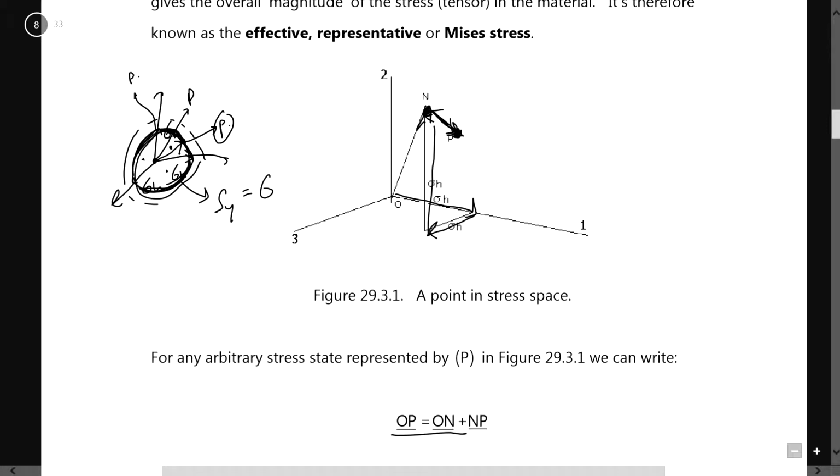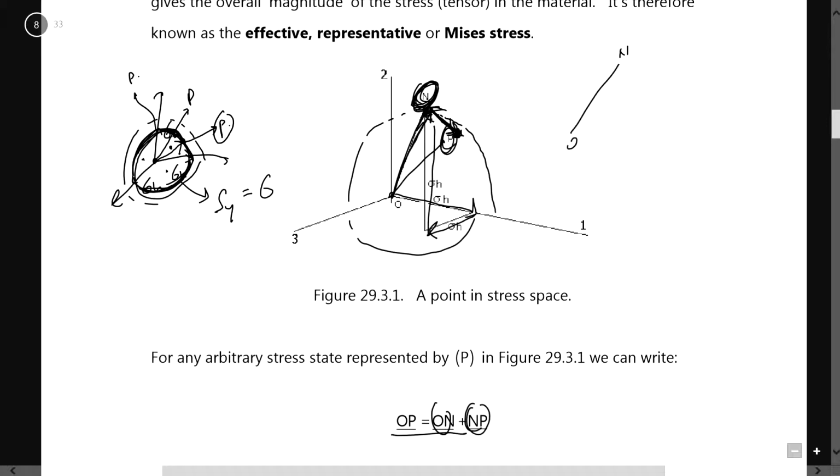So OP, from origin to your point, is equal to ON plus your MP. ON is actually the normal, or the stresses that are within your boundary. So this stress is somewhat like this. This is the boundary at a point. The difference between this boundary point and the arbitrary point that you choose is MP. So we can write it in terms of ON plus MP.